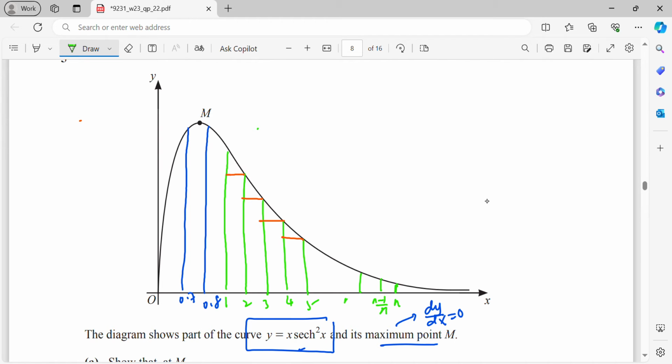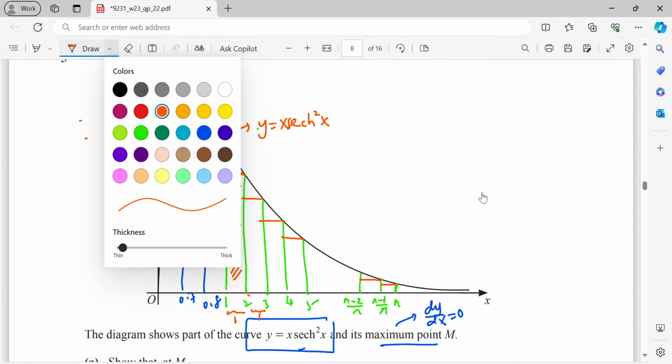Right? So this is (n minus 2) over n. Now when I refer to these rectangles, for the first rectangle, you see all this width will be 1. So my area of the rectangles is basically height times base. Base is 1. So the height, look at here. The first rectangle is basically referring to x equals 2. And this graph, the function is y equals x squared hyperbolic secant x.